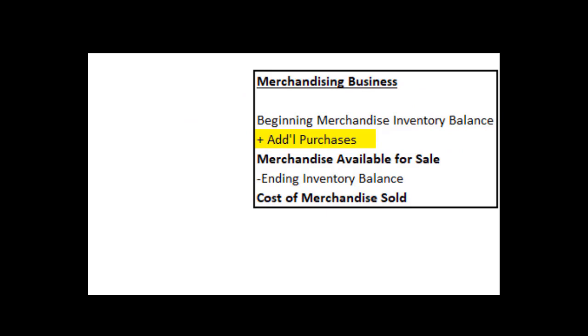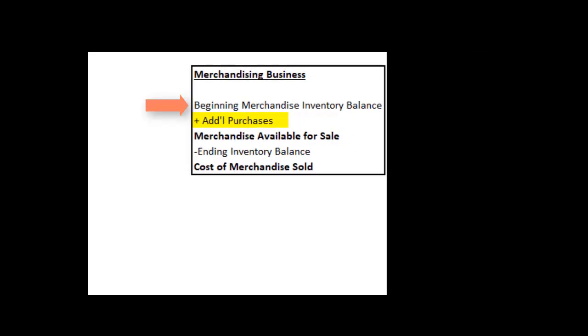In this chapter, it is extremely important to understand the cost of goods manufactured. To understand this concept, let's revisit the merchandising business. In a merchandising business, there is a beginning merchandise inventory balance. This would come from the prior period ending balance that we carry over to this current period. And in this current period, we add to this beginning balance the additional purchases of merchandise inventory.